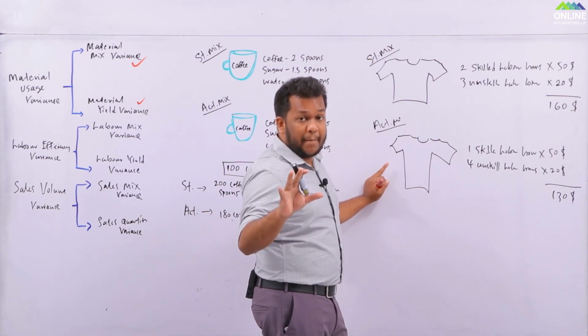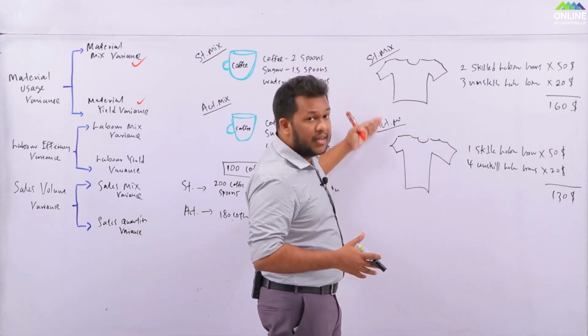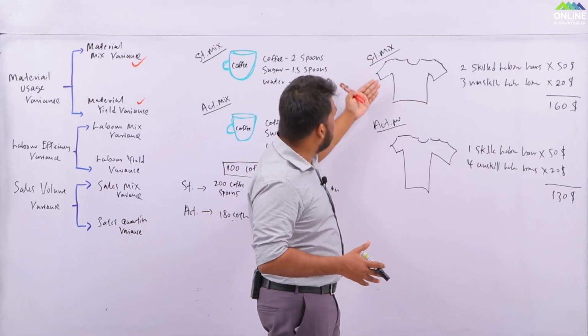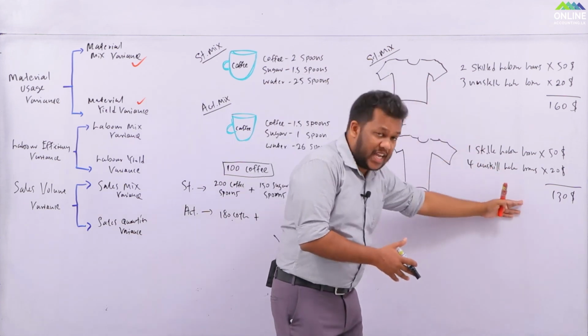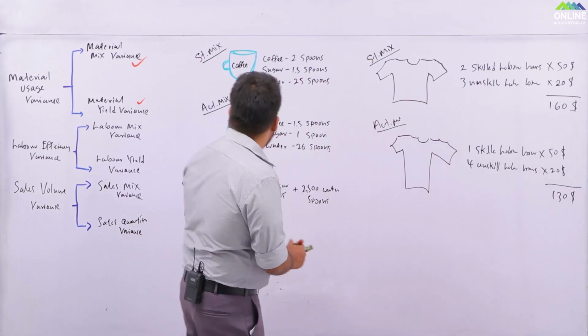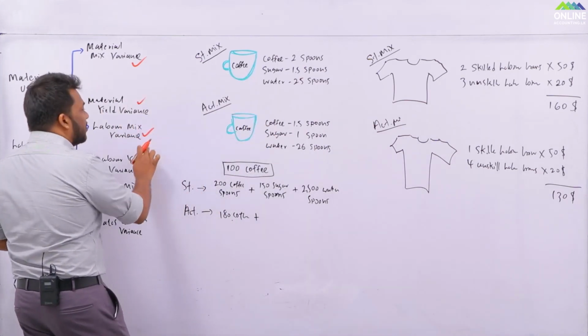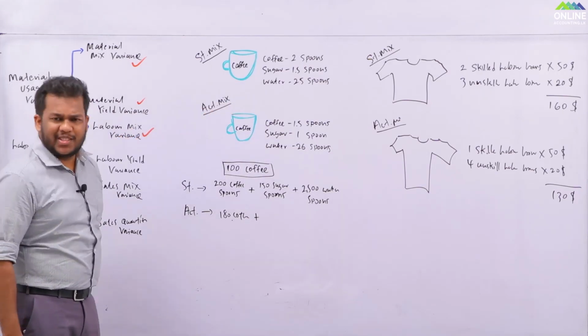So what we are discussing here is, because of this mix change from the standard mix to actual mix, what is the impact to the cost? That is what we called as labor mix variance. So it is same like material. So I have done 2 examples now.